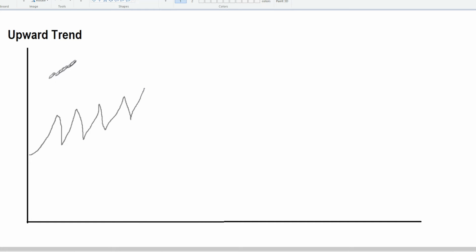And you already know how to draw resistance and support trend lines, so let's do that. Here's the support line, and we can project it into the future. And then here is a resistance trend line, and we can project it into the future. Now, these two trend lines are parallel in our very simplistic graph.